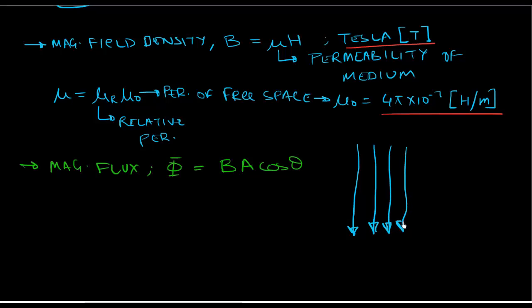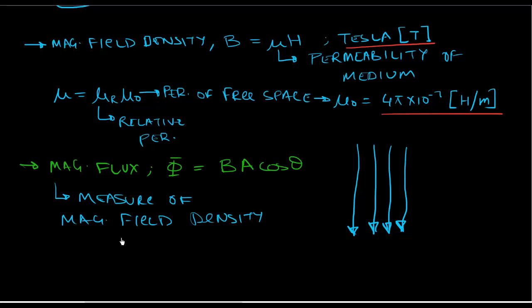So these are magnetic field lines. So we mentioned that the magnetic flux is nothing but the measure of magnetic field density through a closed surface.